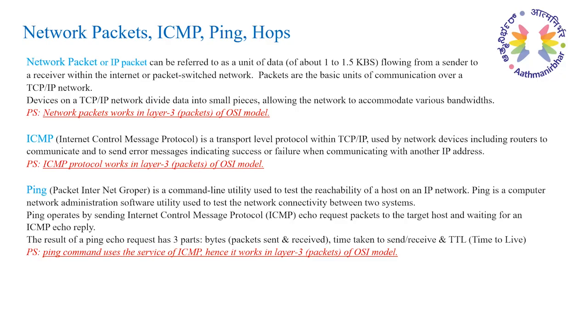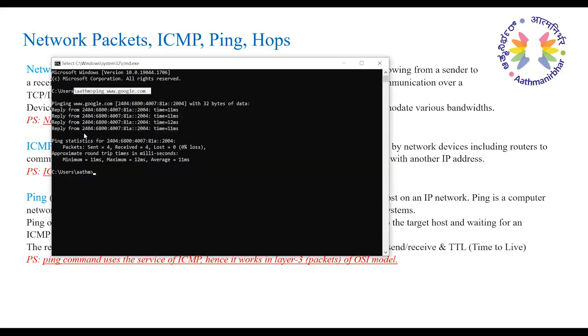So the result of a ping echo request has three parts: bytes, that is the packet sent and received, the time taken to send and receive, and the time to live. So here you can see the packet sent, the packet received, and whether anything is lost, and what this time to live is. On this server, the Google server, it had mentioned this is the time to live.